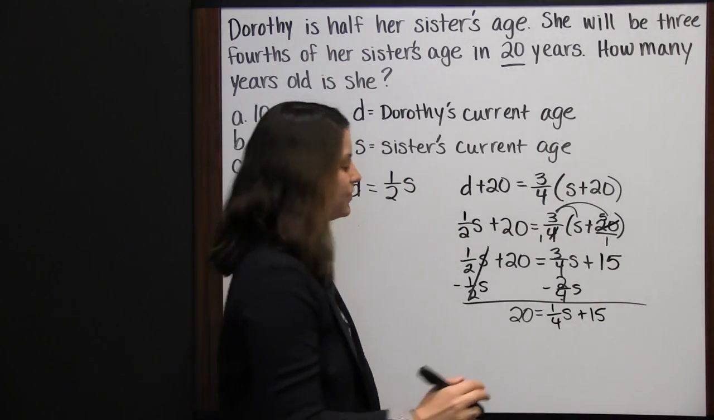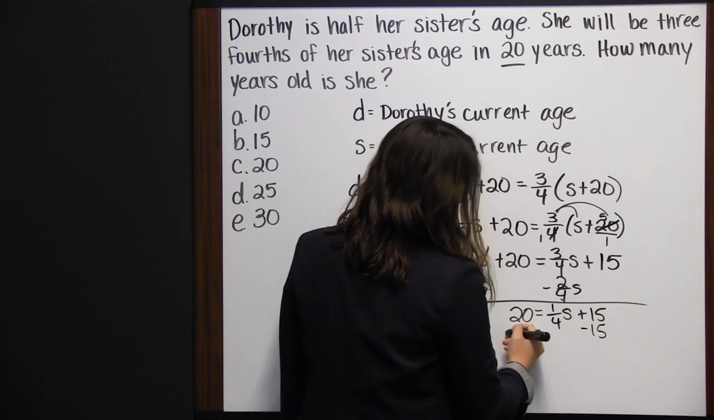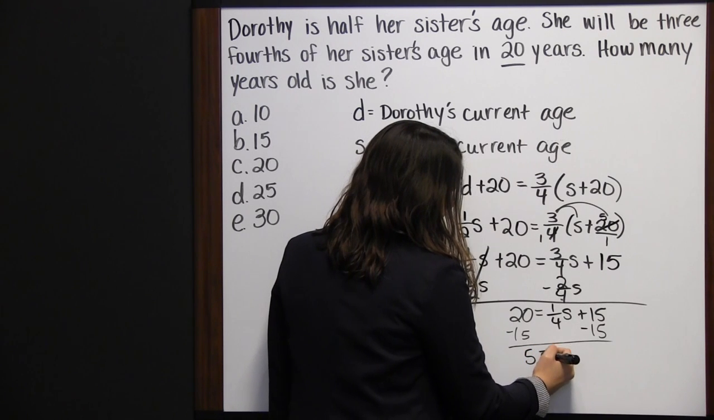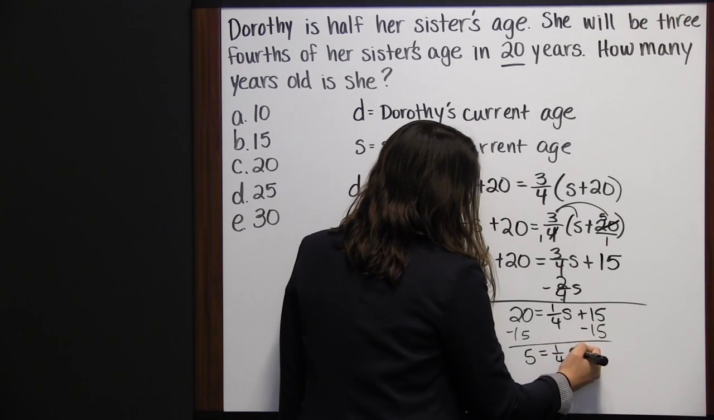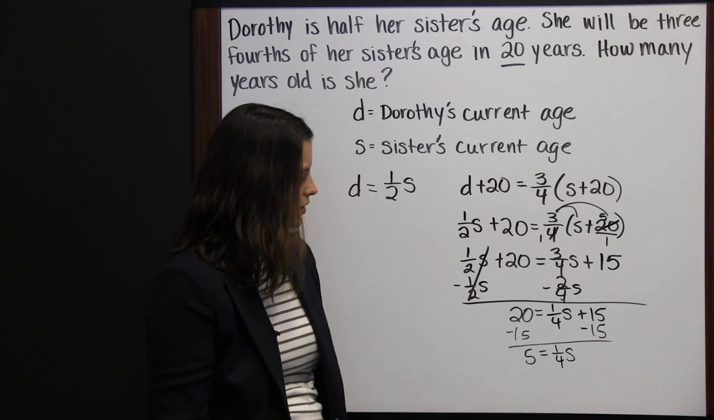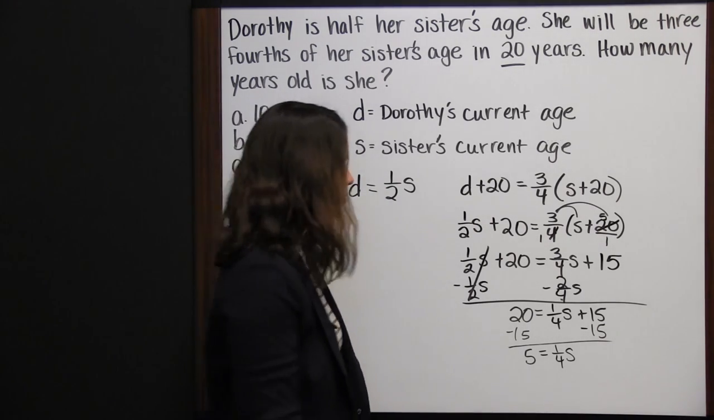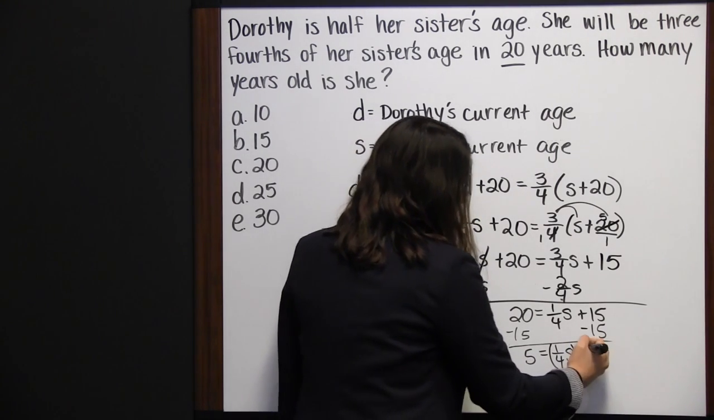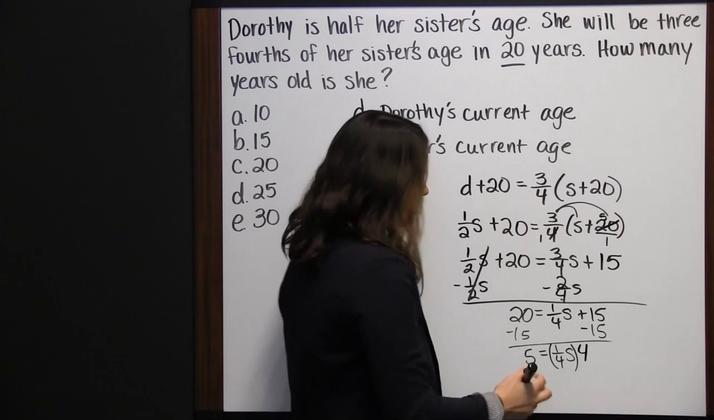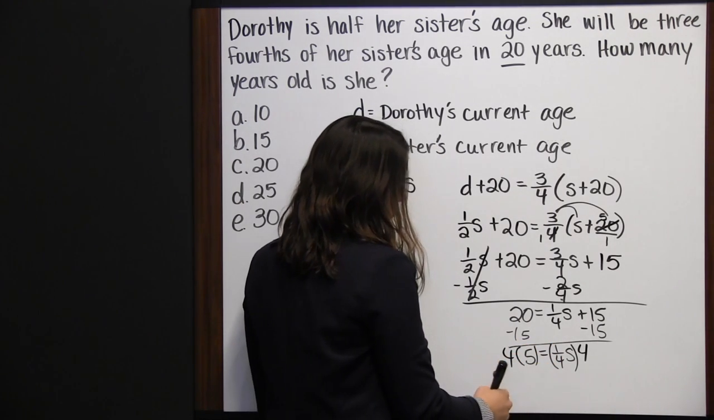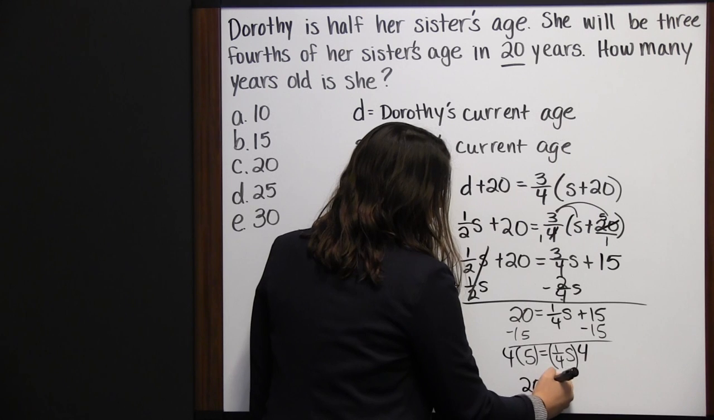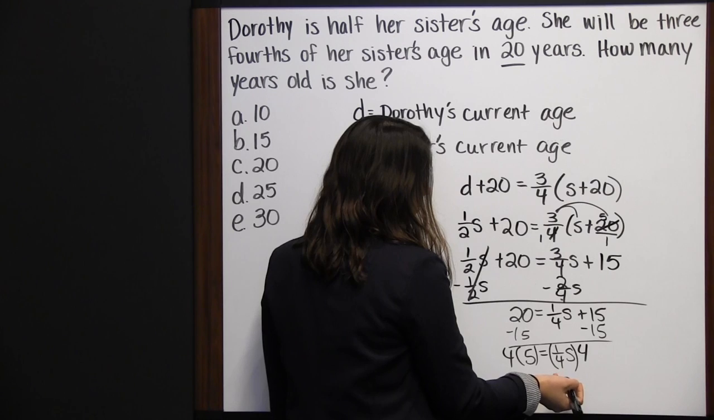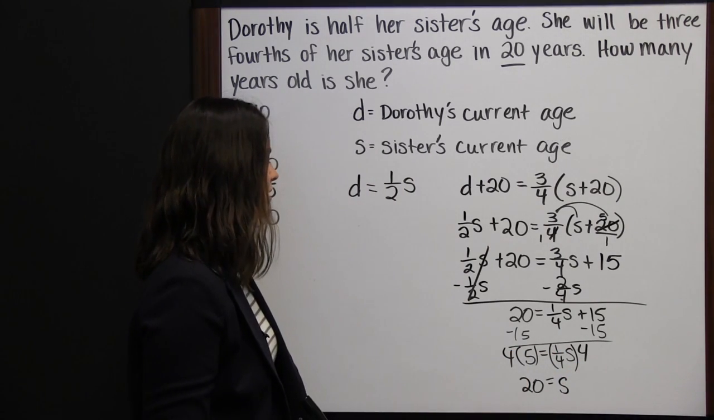Next, I need to subtract 15 from both sides. 20 minus 15 is 5, and 5 is 1/4 of the sister's age. So finally, I need to multiply both sides by the multiplicative inverse of 1/4, which is 4 over 1, or just 4. So multiply both sides by 4. 4 times 5 is 20, and 20 is her sister's age. 1/4 of 4 is 1, so we're left with S, the sister's age.